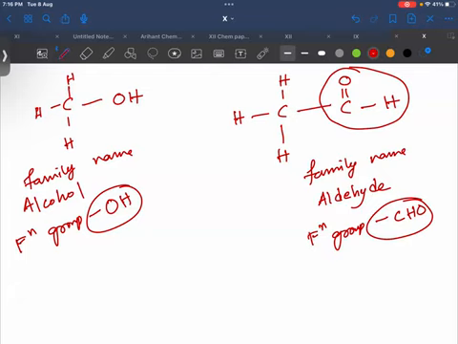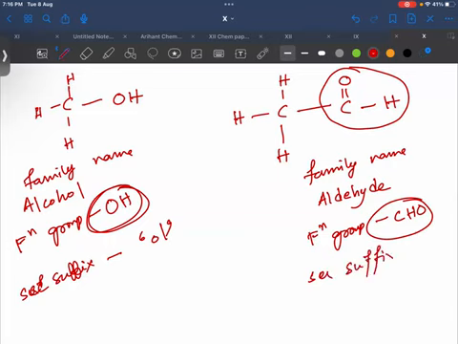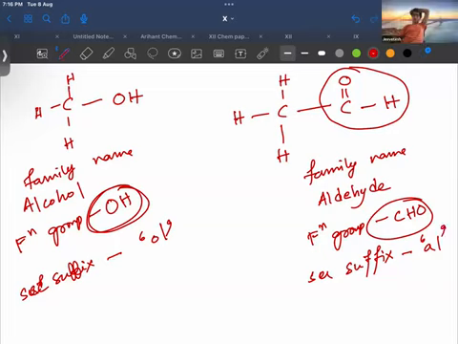No guys, I am not telling you the secondary suffix. I am telling you the functional group. इसमें secondary suffix होता है al. Secondary suffix is al.